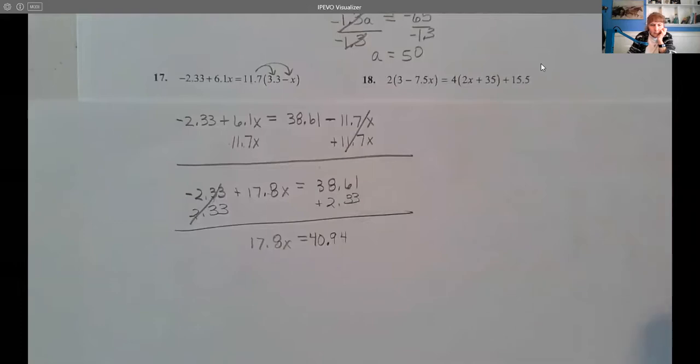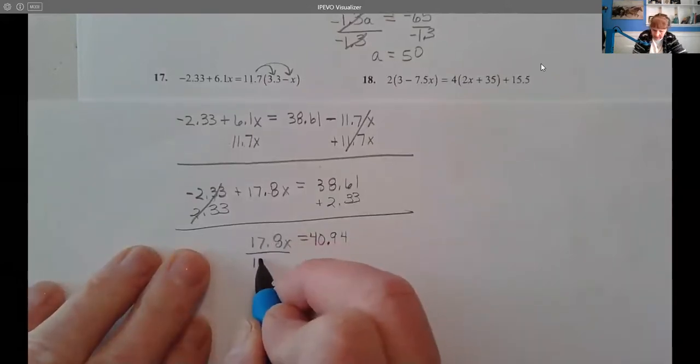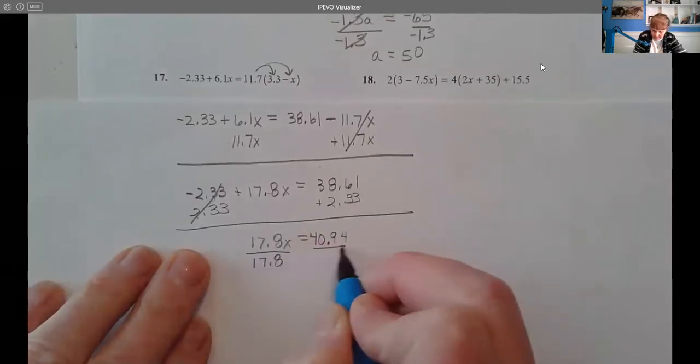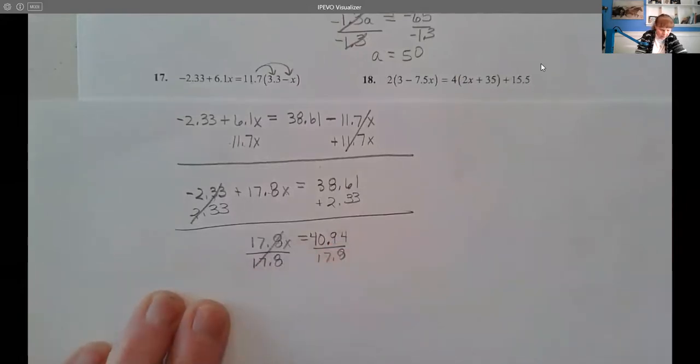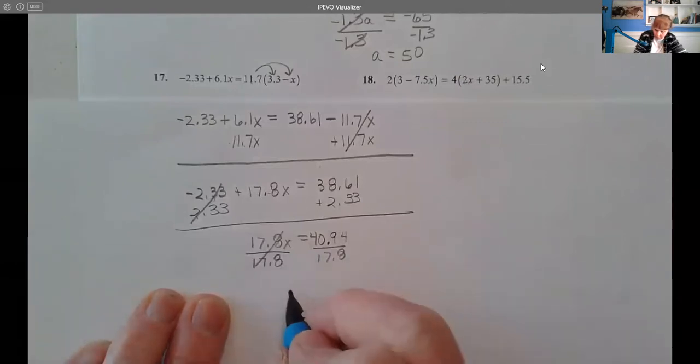So now to get rid of the 17.8, because I want to create a 1, I'm going to divide by 17.8. So I'm not going to do that in my head. 40.94 divided by 17.8. 2.3.